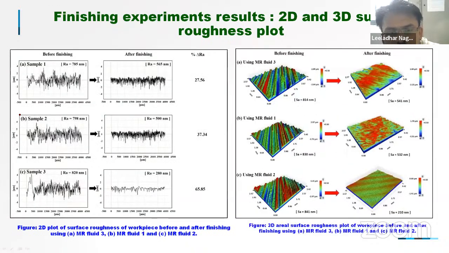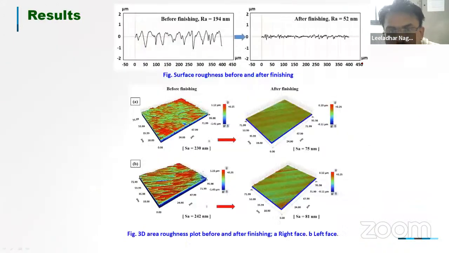And these are the finishing experiment results again. So these are the 2D results and these are the 3D results, where you can clearly see the abrasive actions, scratch marks over the surface. It shows the finishing action is taking place.